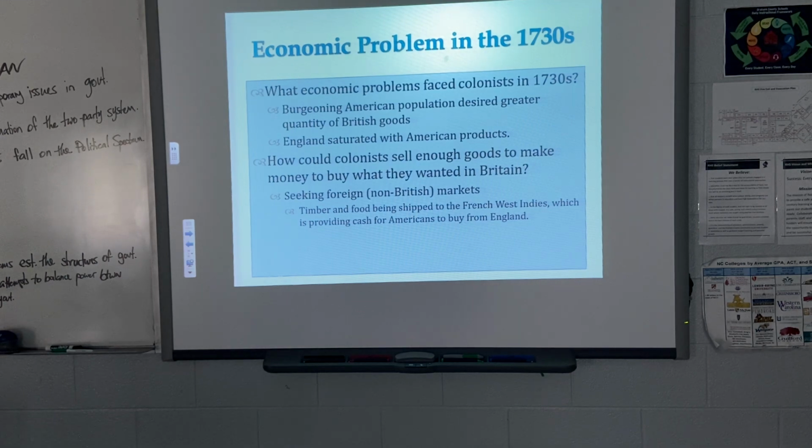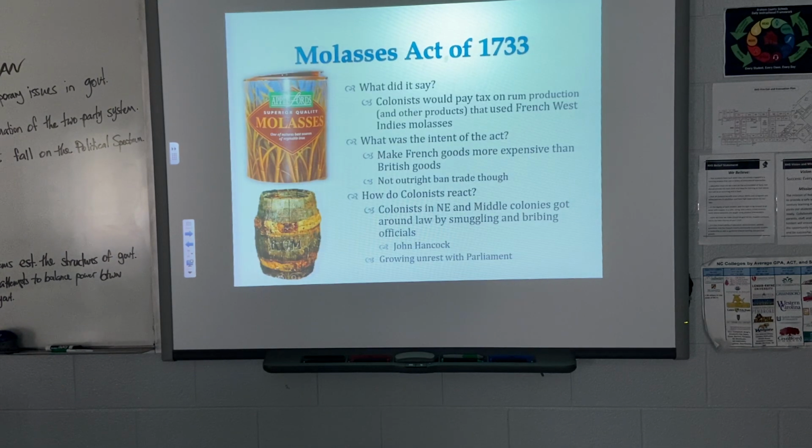So what do they start doing? They start seeking foreign markets. They start looking at the French West Indies. They start looking in other areas, other countries, to buy goods. But there again, under the idea of mercantilism, England's like, no, you're not going to do that, because if you do, we're going to put a tariff or a tax on you. And therefore, it would raise the price of the good bought in the other country. And then the colonists would recognize, well, it's cheaper now because of the tariff to purchase it from Britain. So it's always an element of economic control with the economic problems here.